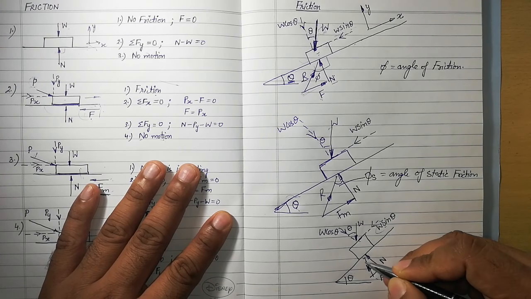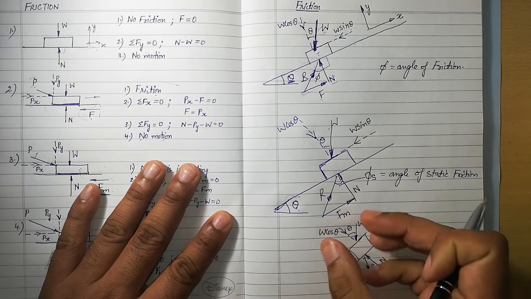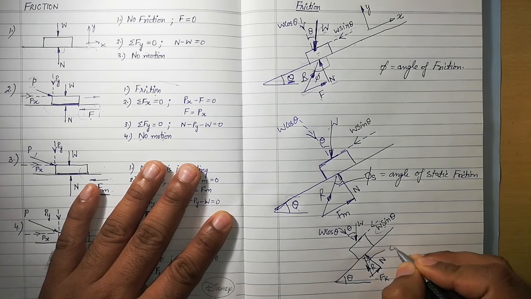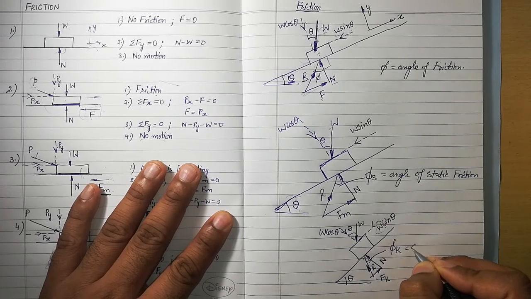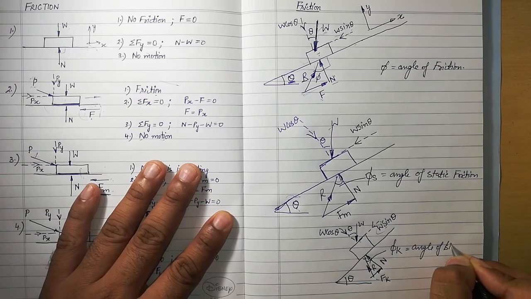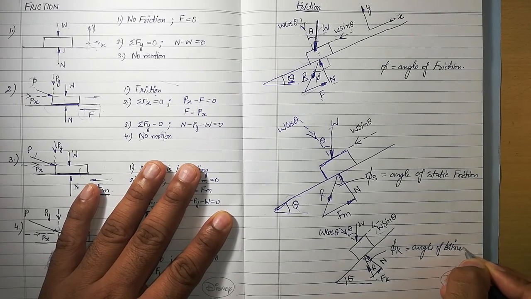Now you see, this is no longer able to balance W. So motion of the body will start. And this phi will be called phi k, that is the angle of kinetic friction.